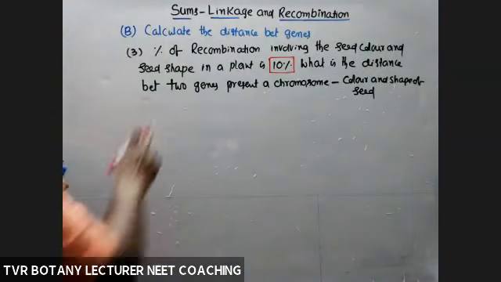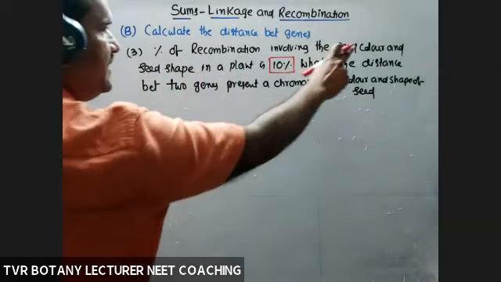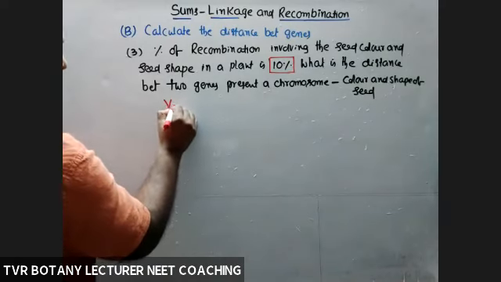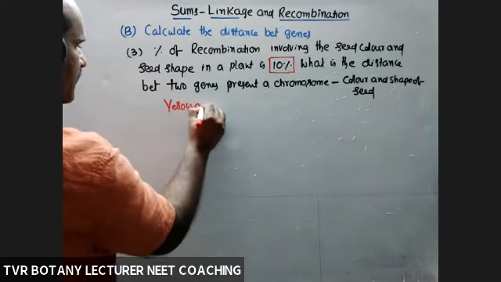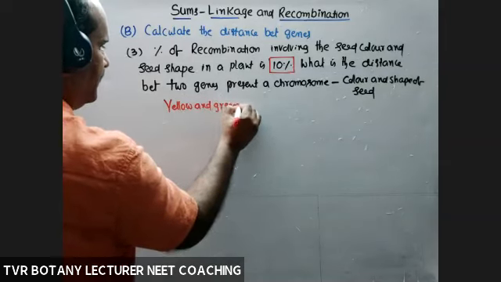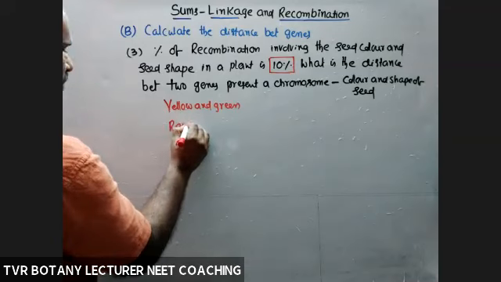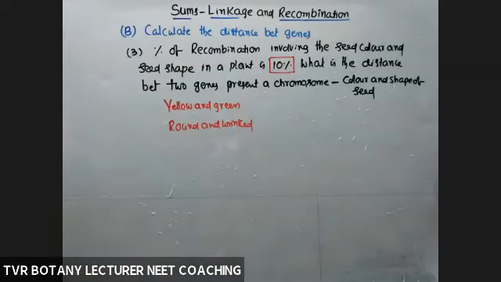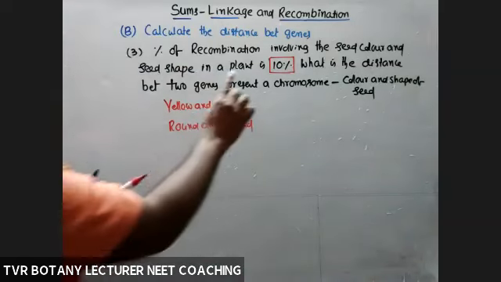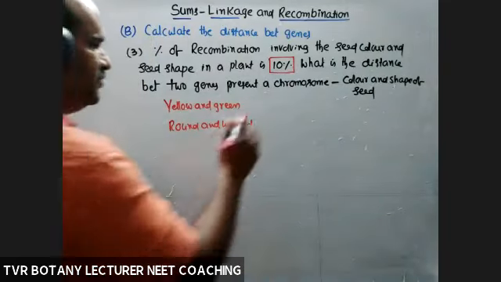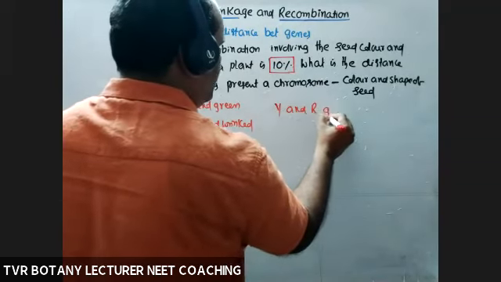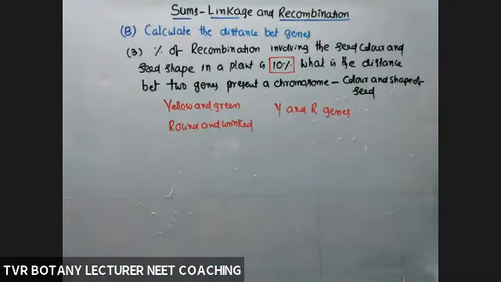What are the genes actually? Seed shape, seed color. Color concerned is a yellow gene: yellow and green. Shape: round, wrinkled. Okay, so don't worry about the total data. Simply focus on this one. The percentage is given. So what they're asking, what is the distance between Y and R genes? That was the question. Okay, 1% recombination is equal to 1 centimorgan.